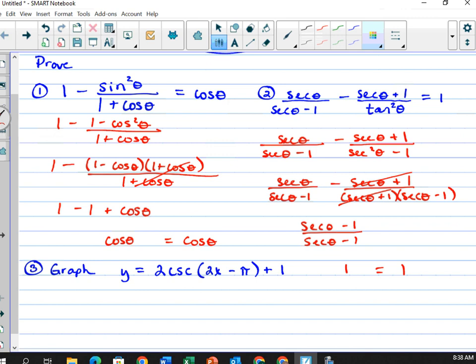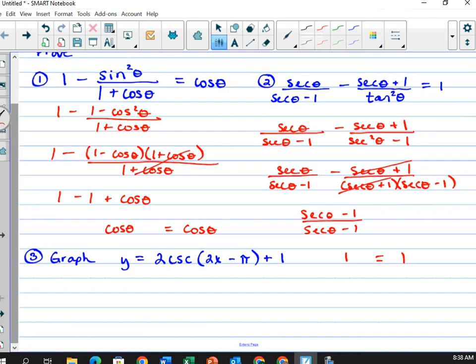Have we not learned how to graph? We did. It was like a month ago. This is from the last test.